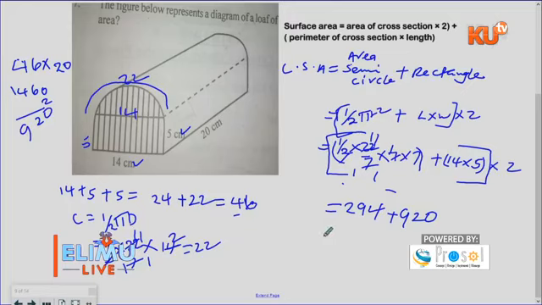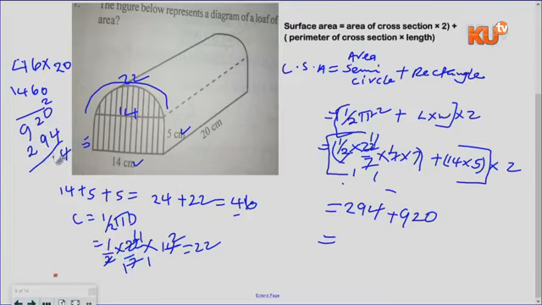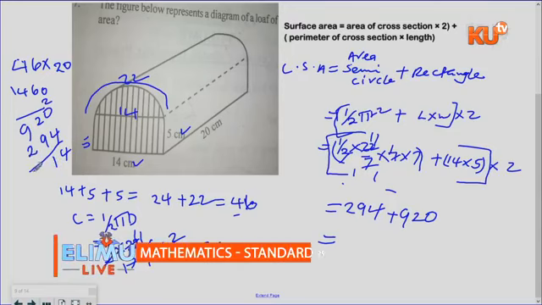So when you add 294 plus 920, what do you get? So let's add here 294. So this is 4, this is 1, carry 1, 11, 12. So our answer here is going to be 1,214 centimeters squared.